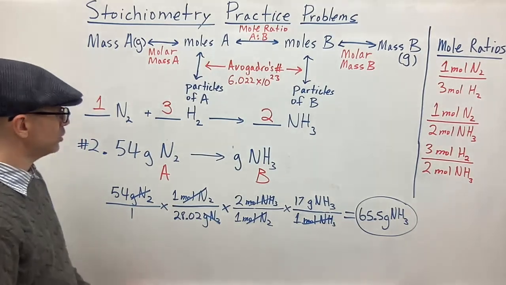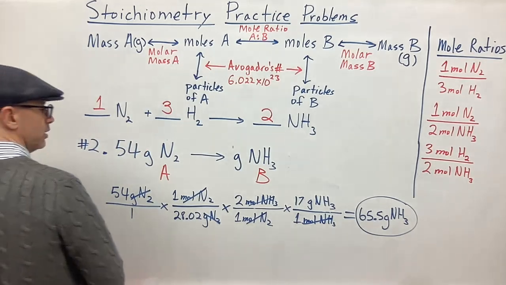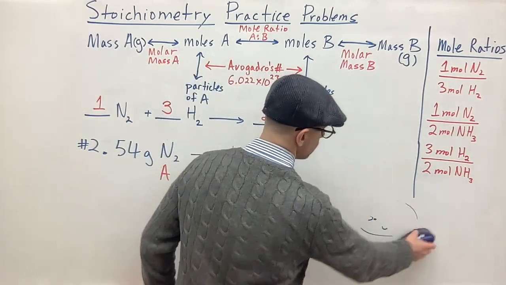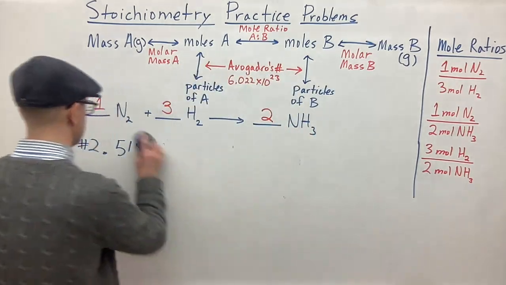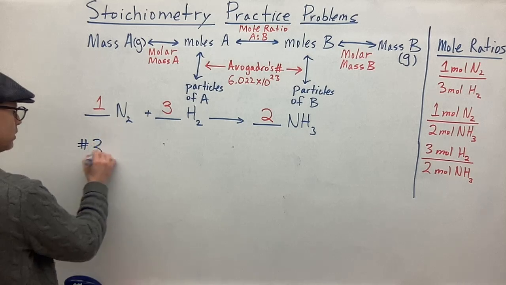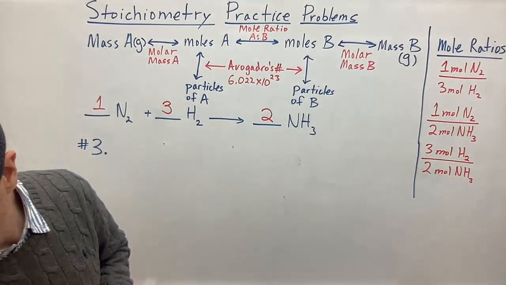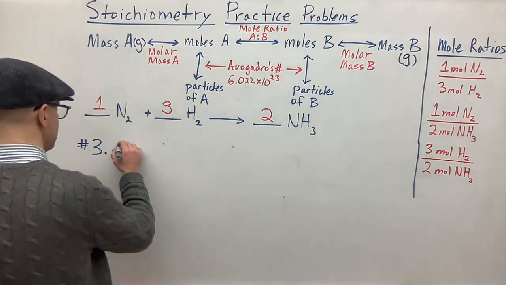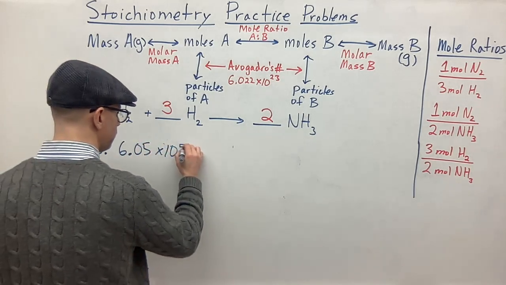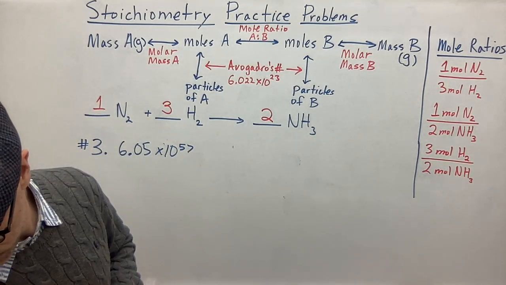Okay, so that's number 2. What about example number 3? So let's go ahead and do example number 3. We're using the exact same equation. So in example number 3, what do they want? They give us 6.05 times 10 to the 57 molecules, I believe, molecules of NH3.